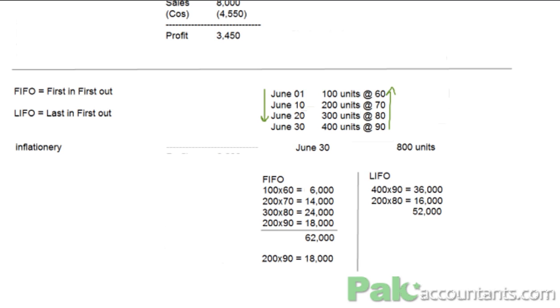No, sorry, we have issued only 600 so far. Issue 200 more. So it will be 300 from this, it will be 24,000. And you need 100 more, which will be issued from 70, which is 7,000. Okay, now sum this up please. It will be how much? 67,000, right?